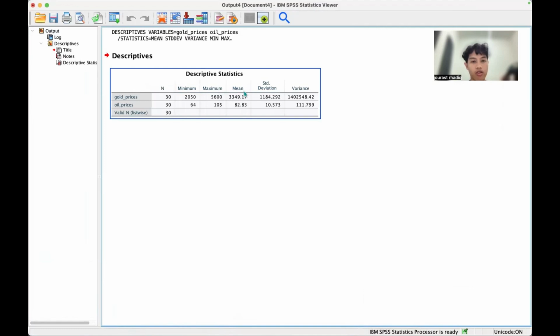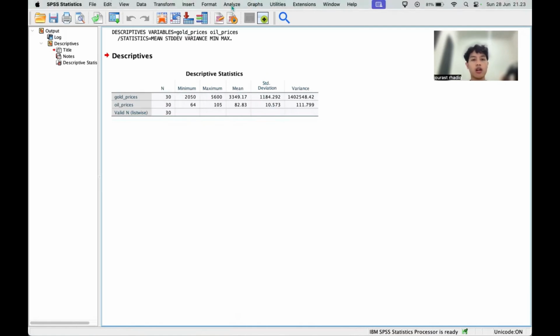So here we have the mean or the average. This is the average price of gold, which is 3,349, and the oil price average is $82.83. And this is the minimum and maximum of the prices. And here we have standard deviation. For the gold price, they have 1,184, meaning that they fluctuate really substantially. Compared to the oil prices with the standard deviation of 10.5, meaning that they have moderate fluctuation in their prices.